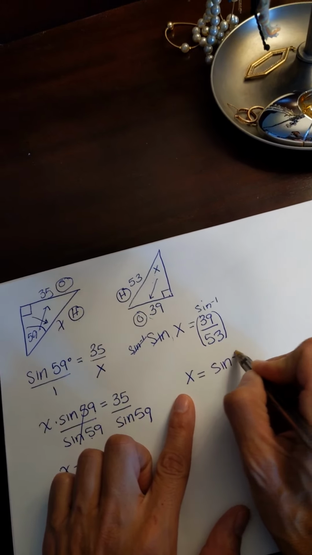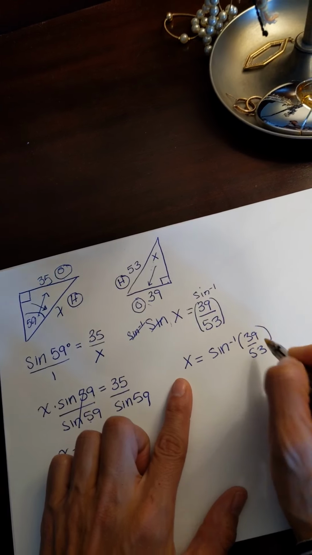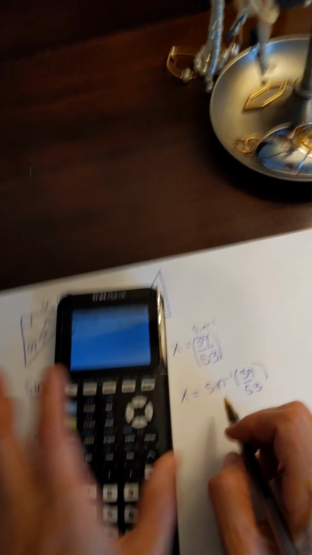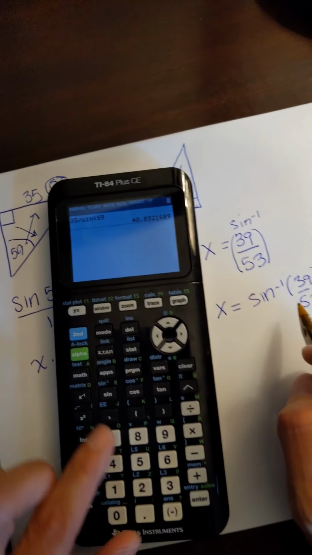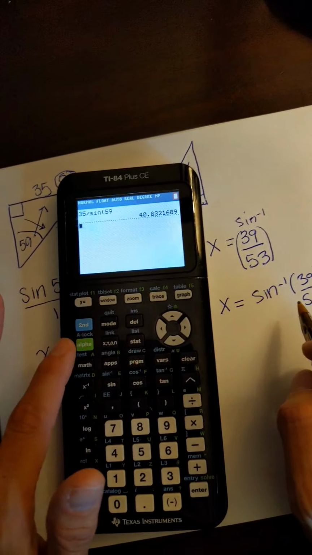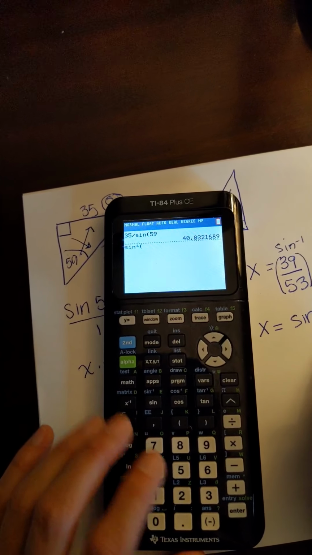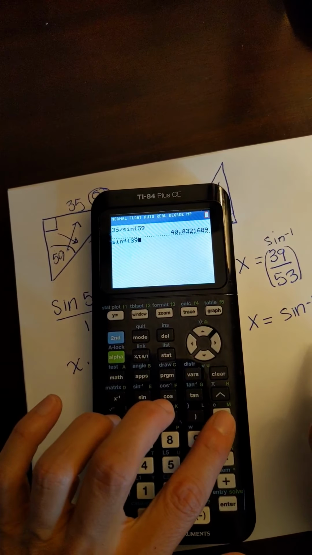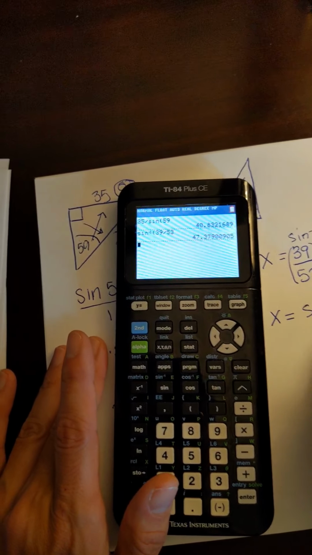So now we're going to type this into our calculator. Should have mentioned right at the get-go that we need to be in degree mode. So if you're not getting these beautiful answers, you need to check your mode. All right, so second sine. 39 divided by 53. Enter. About 47 degrees.